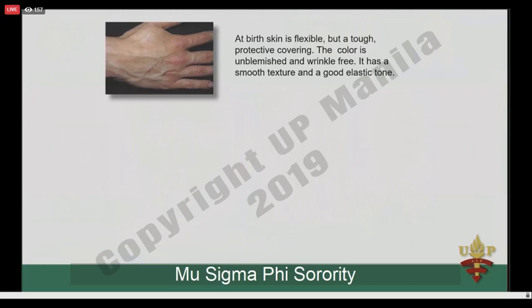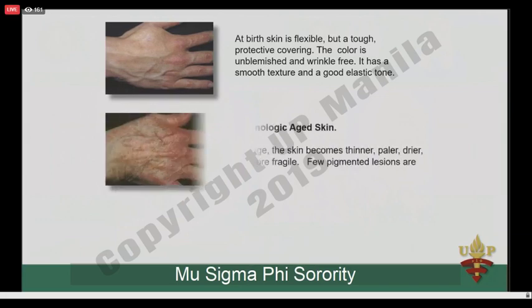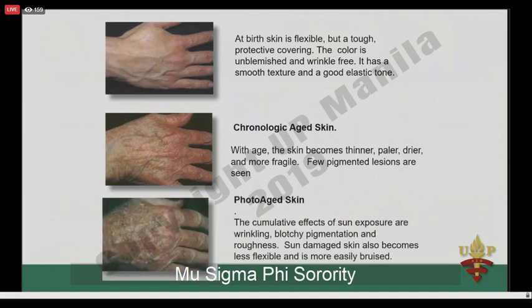At birth, the skin is very flexible, but this is already a tough outer covering. The color is unblemished and wrinkle-free, and it has a smooth texture with good elastic tone. In aged skin, the skin becomes thinner, paler, drier, and more fragile. It also usually develops a few pigmented lesions. Photo-aged skin is different. Aside from the regular findings in chronologically aged skin, we also see wrinkling, blotchy pigmentation, and roughness. Sun-damaged skin is also less flexible and is more easily bruised.